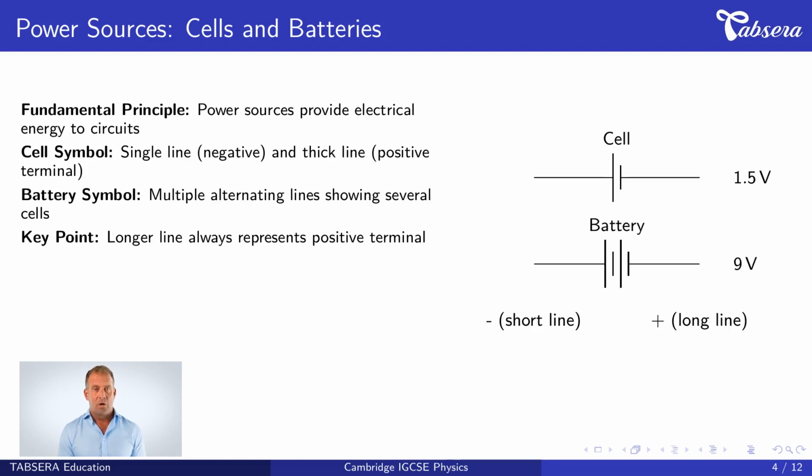Let's explore our first core concept, power sources. The fundamental principle states that power sources provide electrical energy to circuits by converting other forms of energy, typically chemical energy, into electrical energy. For a single cell, we draw one short line representing the negative terminal and one thick long line representing the positive terminal. The voltage is typically 1.5 volts for common cells. For a battery, we draw multiple alternating lines, showing several cells connected in series. A typical battery might produce 9 volts. The key point to remember is that the longer line always represents the positive terminal, regardless of whether it's a cell or battery.